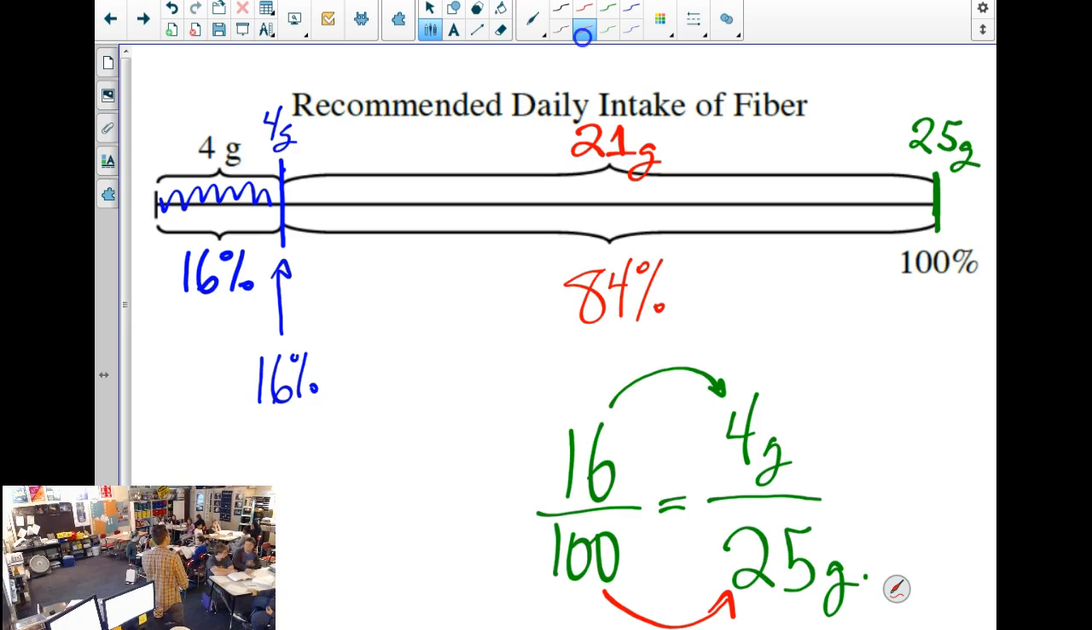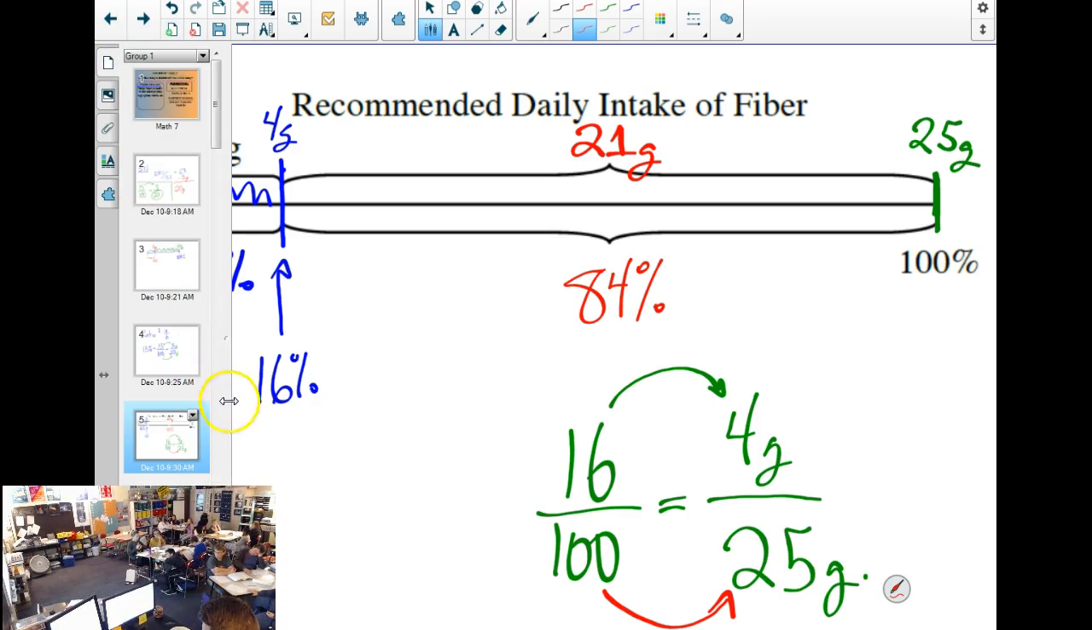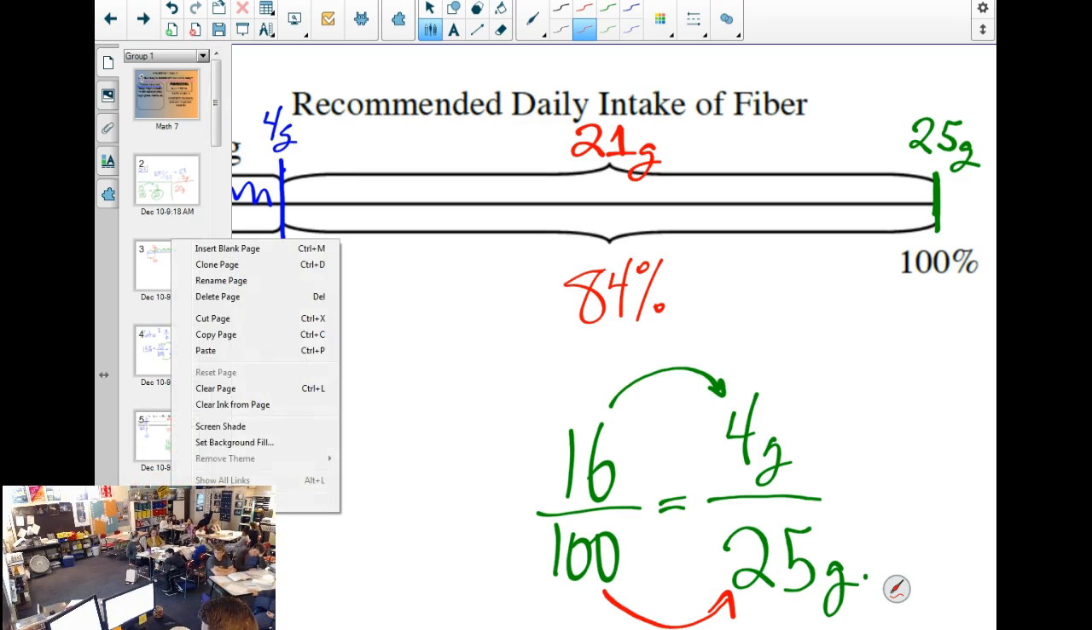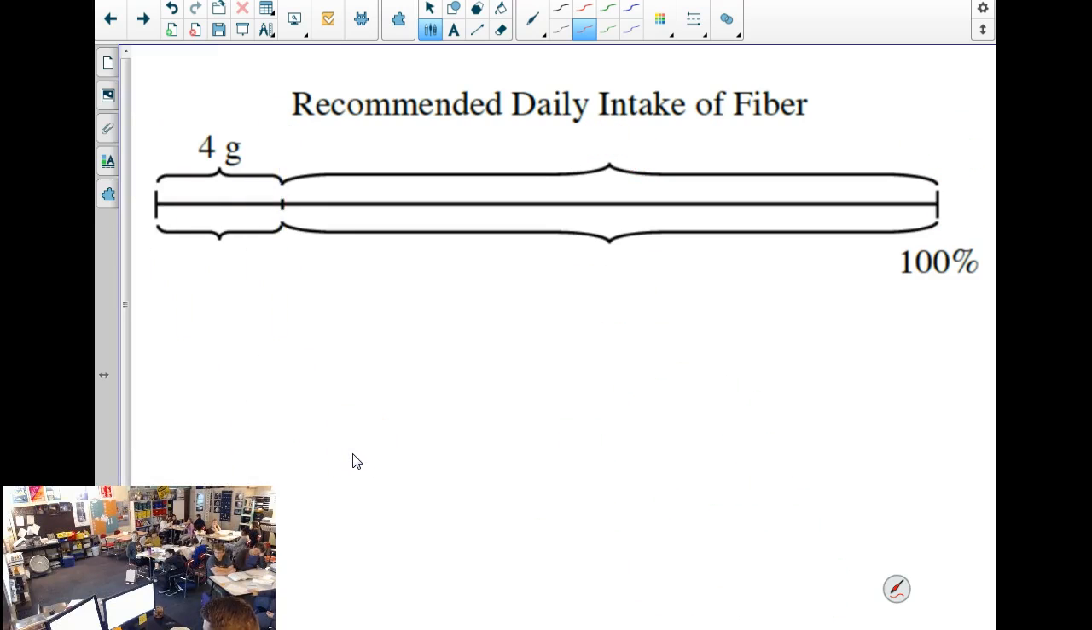Kevin? What I did is that I did 16 times 10, I did 4 times 10, then I divided them both by 4, and then to get to 100%, I just multiplied the 40 by 2.5, and then I multiplied the 10 by 2.5. I got 25 grams.